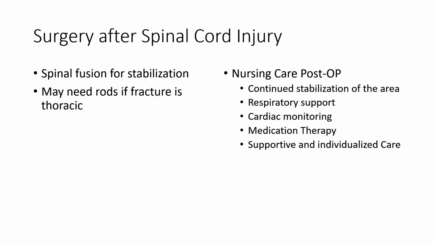All right, now if the patient does need to go to surgery after a spinal cord injury in order to stabilize the spine, they may need to have rods inserted in their spine. They can't stay in traction forever, so they may need a spinal fusion. But after that surgery, we would need to continue respiratory support and cardiac monitoring, medication therapy, and individualized care, and treat them like another surgical patient with an added spinal cord injury.